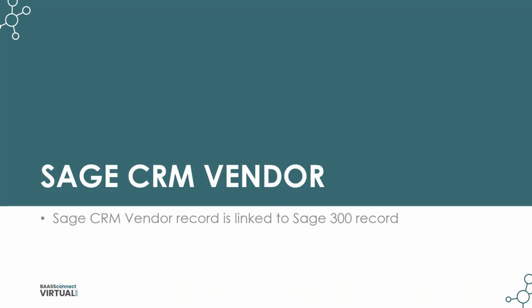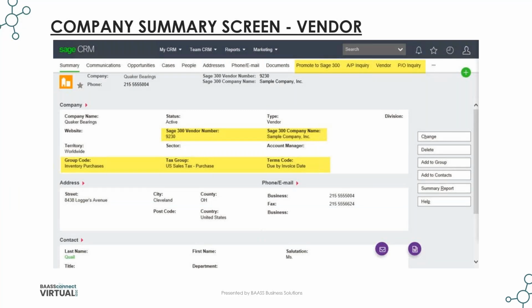When most people think of CRMs integrating with accounting data, they think of customer records. But the Sage 300 CRM integration also works with vendors. The fields highlighted in this image indicate the points of integration for vendor companies from Sage CRM. And if a company has been added as a vendor, then the screen and the tabs differ a bit. As you can see, the company summary page will now show the vendor ID along with tabs like Promote to Sage 300, AP Inquiry, Vendor tab, PO Inquiry.